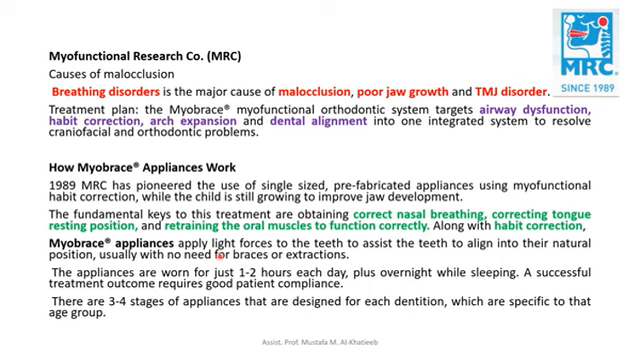Myobrace appliances apply light forces to the teeth to assist the teeth to align to their natural position, usually with no need for braces or extraction. The appliances are worn for just 1 to 2 hours each day, plus overnight while sleeping. A successful treatment outcome requires good patient compliance. There are 3 to 4 stages of appliances that are designed for each dentition, which are specific to each age group.